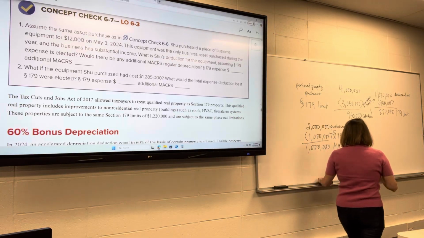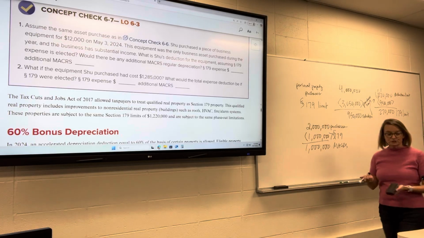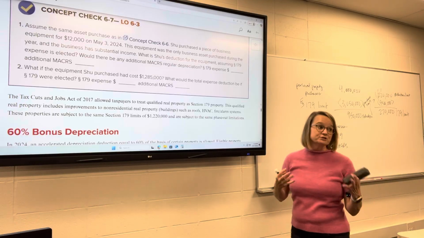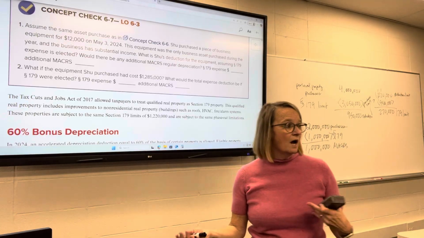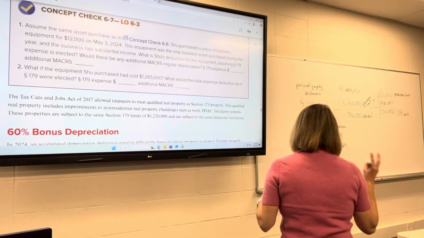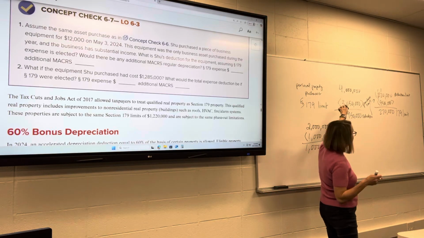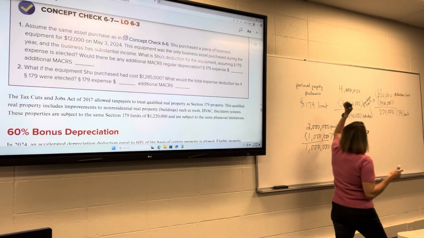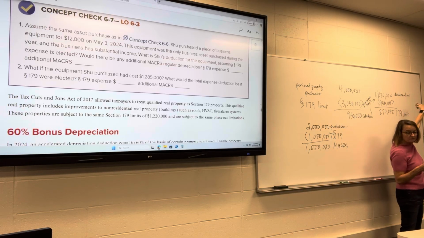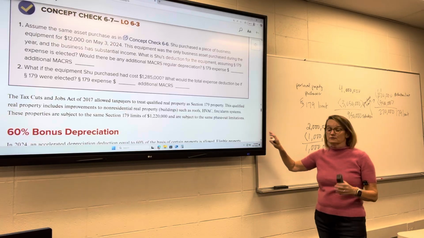All right, so that's the 179 deduction. It allows accelerated depreciation on certain types of property up to certain limits. We've got two limits. One is based on the personal property purchases, so we have a purchases limit, and we have a deduction limit. Questions?